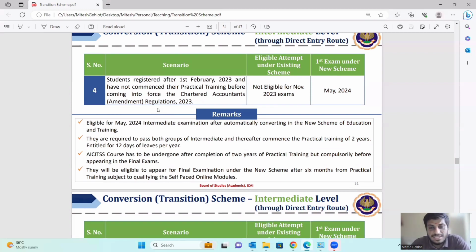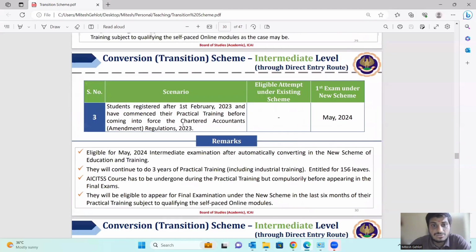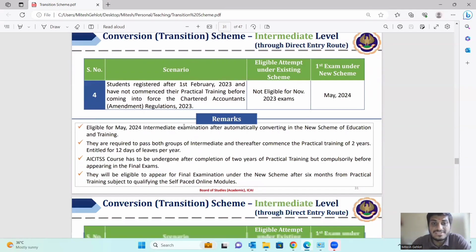This is something important again. In the previous scenario, we were talking about students who registered after 1st Feb and have commenced their practical training, so they have to continue for 3 years. But in this next scenario, it is about those who have registered after 1st Feb and have not commenced their practical training. You will be eligible to write again only under the new scheme.